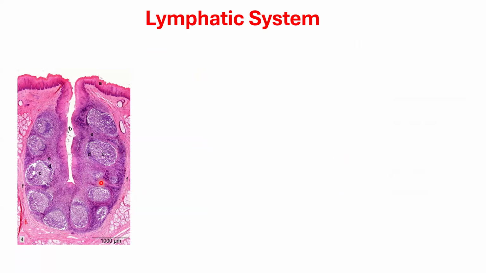So this is a palatine tonsil. You can see the lining epithelium, stratified squamous keratinized epithelium. That's A. B is a tonsillar crypt. E is the lamina propria. D is the lymphatic nodule, with C, the germinal center. And then you have F as the connective tissue surrounding it. And then you have the mucus glands there.